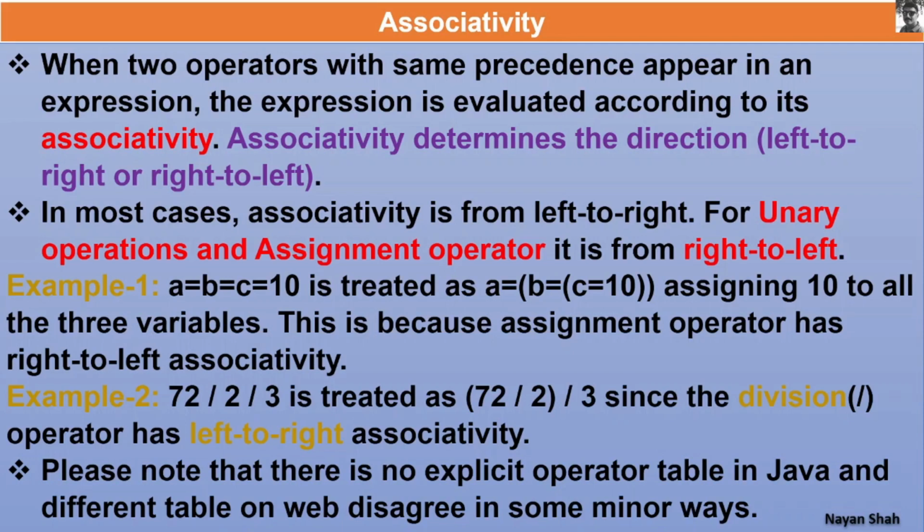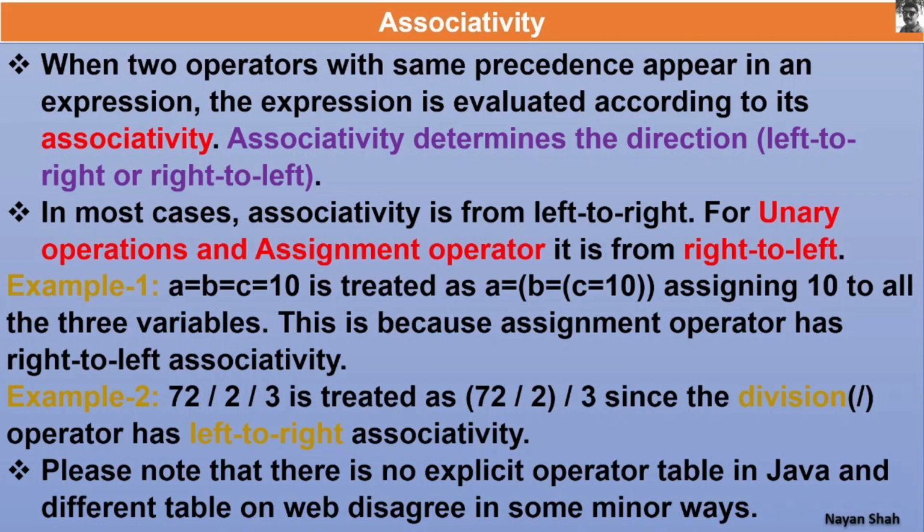But in another example, where I say 72 divided by 2 divided by 3, that is treated as (72 divided by 2) divided by 3 because the division operator has associativity from left to right. So first it will start from the left-hand side. So that is associativity, which decides the direction in which same priority operators are evaluated.